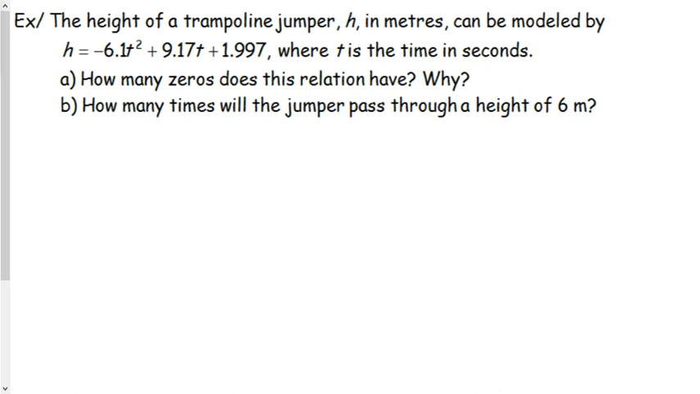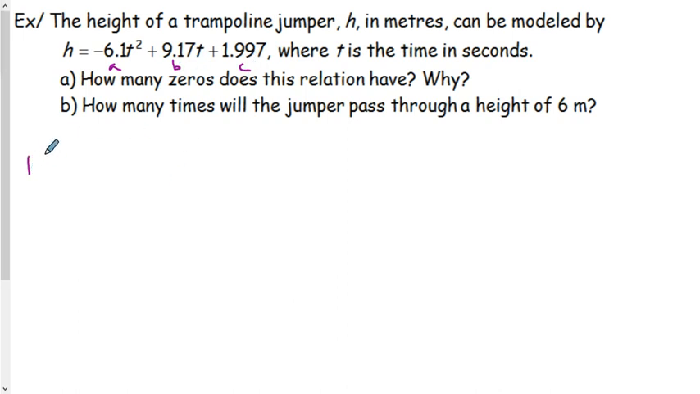And how many times will the jumper pass through a height of 6 meters? 6 meters, that's pretty high. That's really high, actually. It's like frighteningly high. Okay, so let's try it out. I'm going to say that this is my A value, this is my B value, that's my C value, because I have a feeling I'm going to be doing my discriminant.